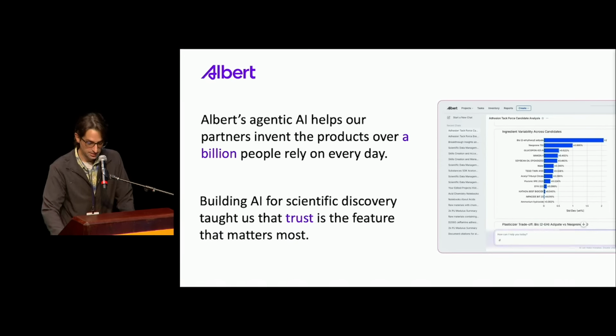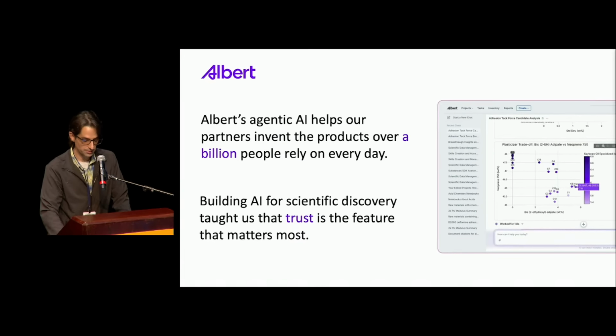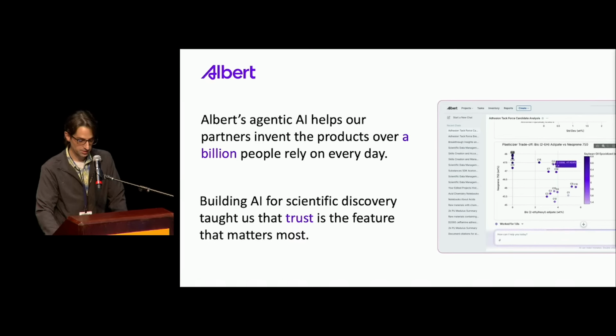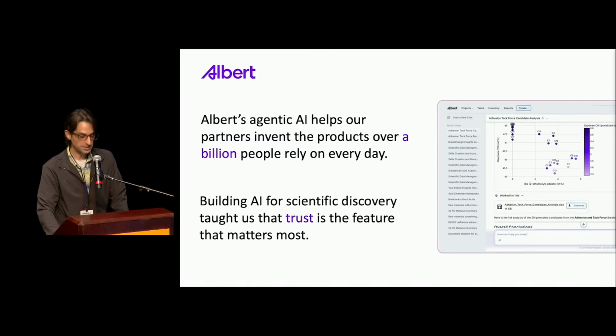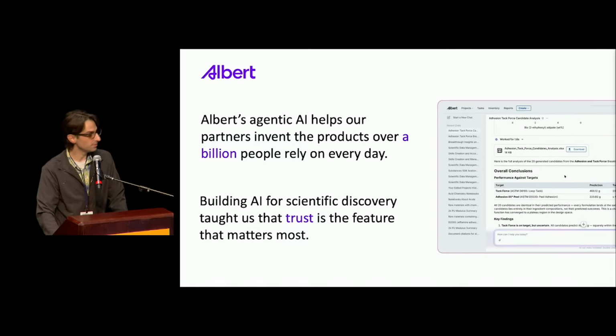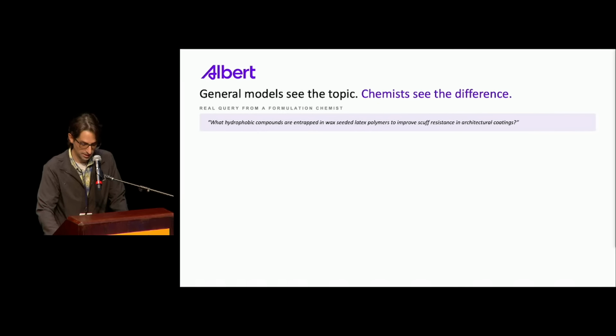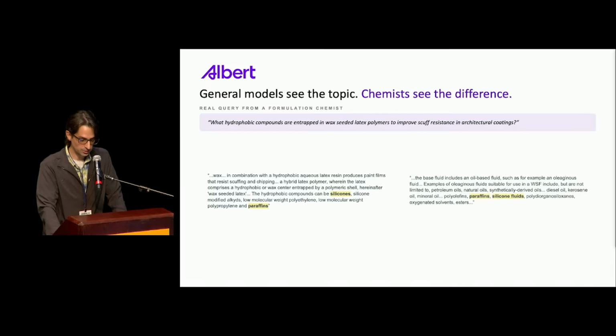Now, the crazy thing is that trust doesn't break down through some dramatic failure of complex reasoning. It breaks down through something simple and quiet. It's oftentimes just basic misalignment with their domain. This is a simple example of that. This is a real query from a formulation chemist searching for an actual patent for the agent to reason with. Two passages, both of them look like they could answer it. One of them, however, is correct.